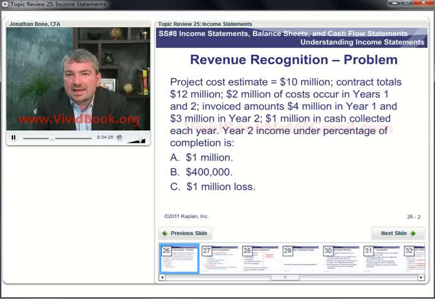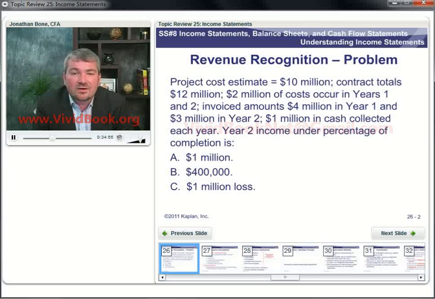So we're asked to calculate the income in year 2. In year 2, we've incurred 4 million of costs to date. So that, of course, is a total of 4 million over the total estimated cost of 10 million. So we've incurred 40% of costs to date times the contracted selling price of 12 million, giving us 4.8 million. Now 4.8 million, of course, is the cumulative income recognized to date.